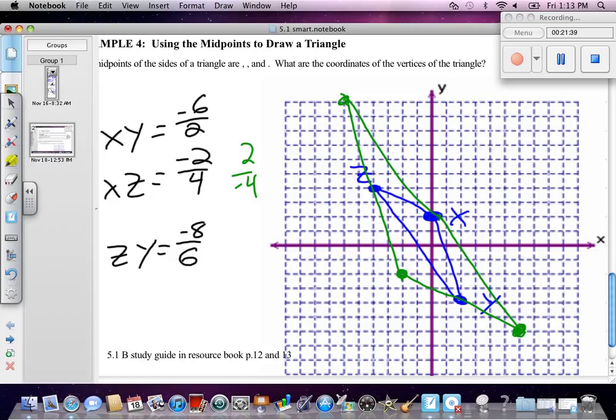So you can figure out the slope and the length of 2 of the sides, and you could just connect the third side. Would there be like a shortcut to this? No, you always have to do this.